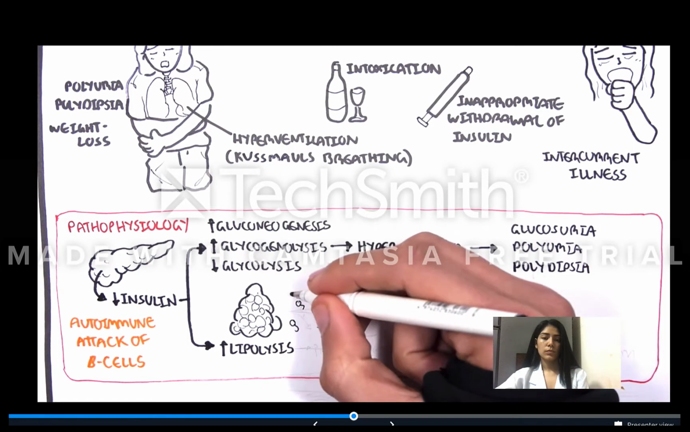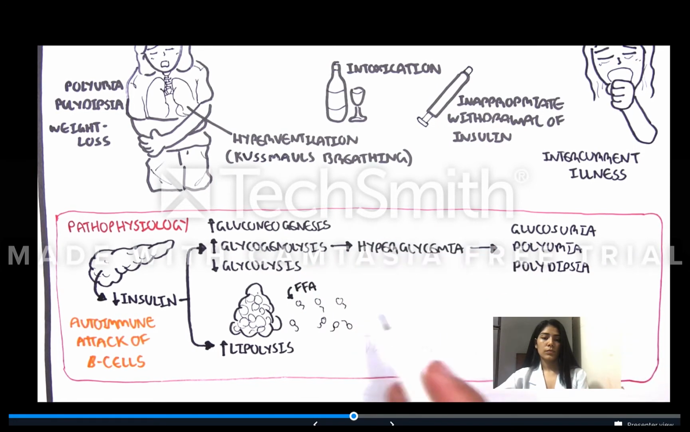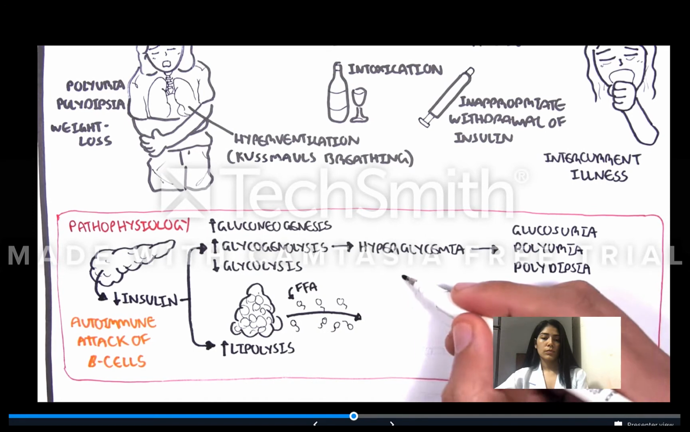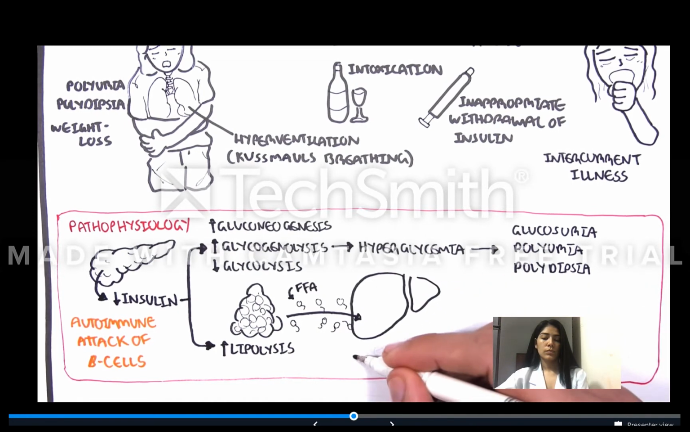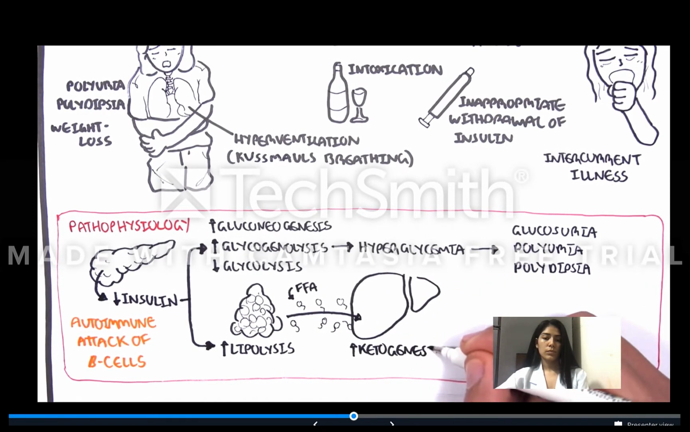Fats get broken down from adipose tissue to form free fatty acids, which then go to the liver and undergo ketogenesis to make more ketone bodies. It does this because the body needs some form of energy, some form of supply, because glucose is not working or because glucose is not present.